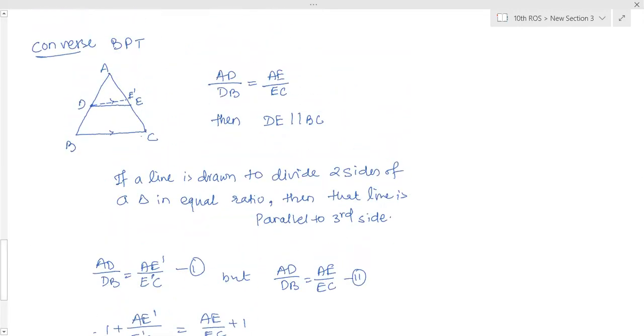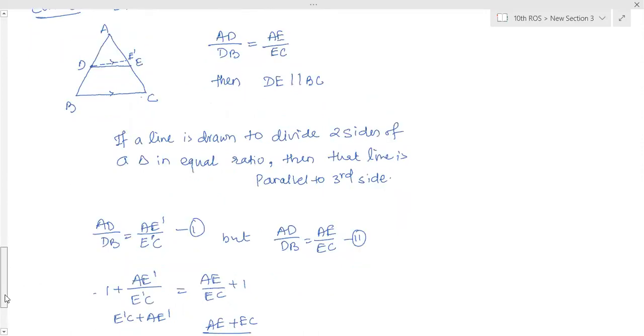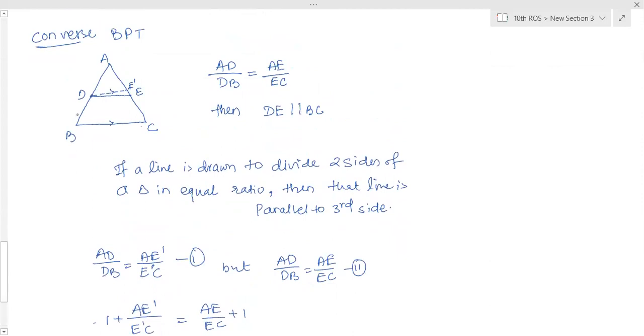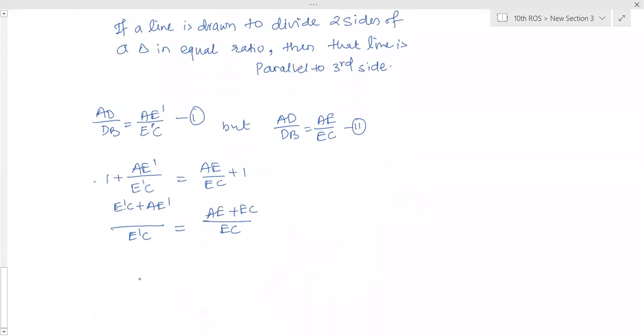What is AE dash plus E dash C? AC. And what is AE plus EC? AC. Both are AC. So the sum is AC by E dash C, which is equal to AC by EC. This means numerators are equal, so to make the ratios equal, denominators should be equal. Therefore E dash C and EC are equal.